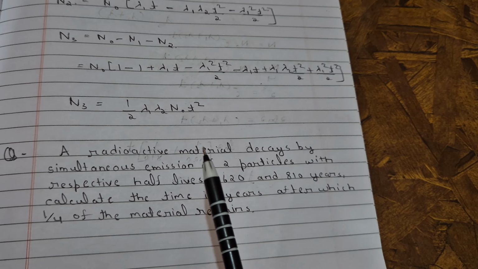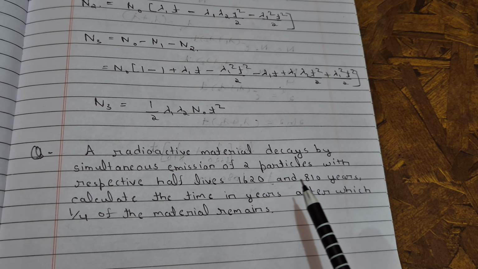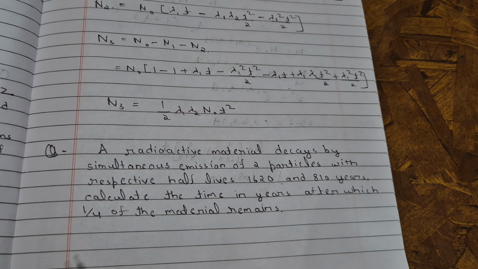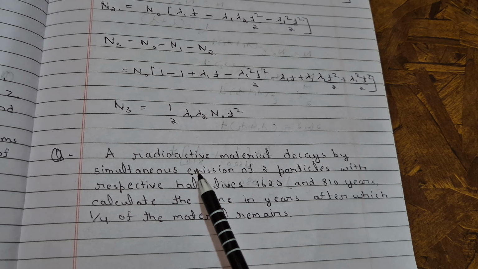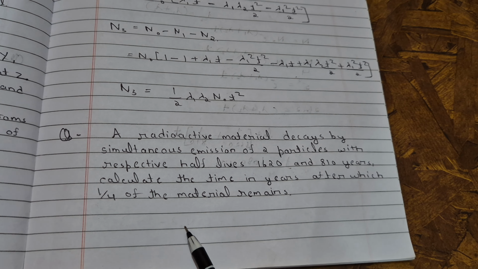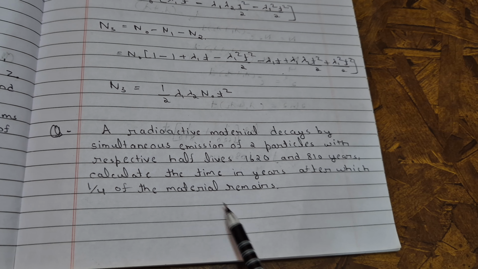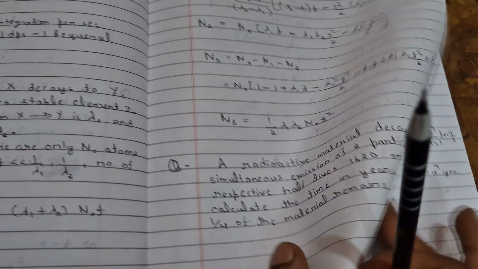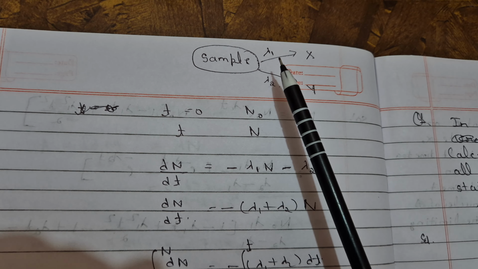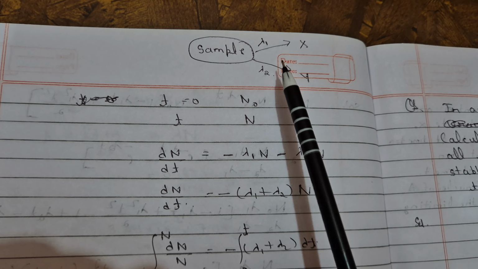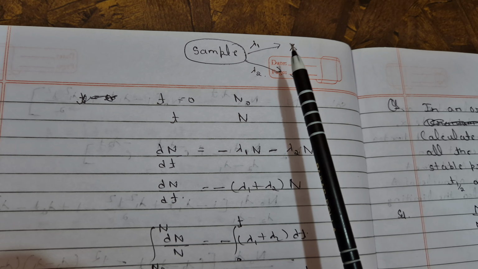Next is, a radioactive material decays by simultaneous emission of two particles with respective half-lives 1620 and 810 years. Calculate the time in years after which 1/4 of the material remains. So see, this is your sample of nuclei, and it is disintegrating into two particles simultaneously. There were different half-lives for both these particles. This is your sample, and it is disintegrating with disintegration constants lambda 1 and lambda 2 into X and Y. So it is simultaneously disintegrating.